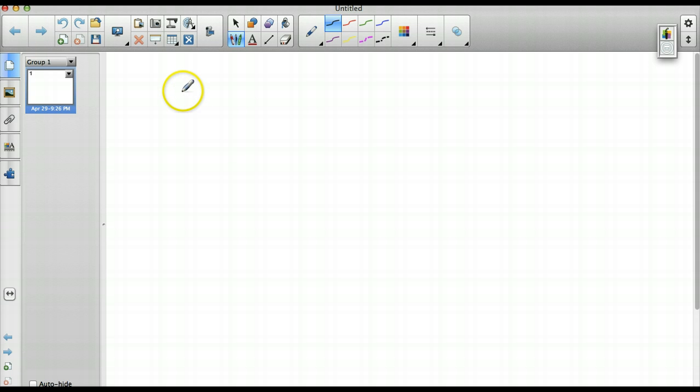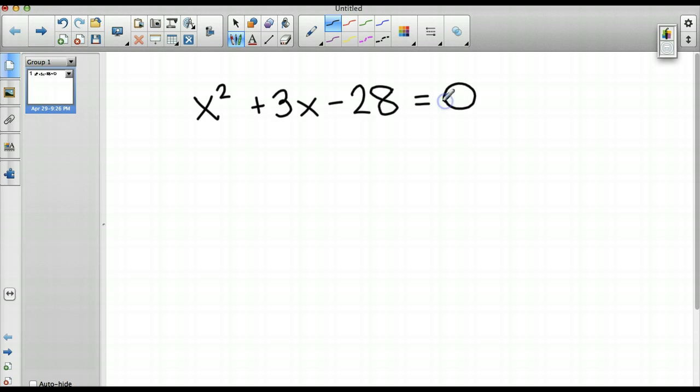So you're going to solve the equation x squared plus 3x minus 28 equals 0. Go ahead and solve that using the quadratic formula. Click pause on the video right now, and then once you have the answer, click play again to check your answer, please.